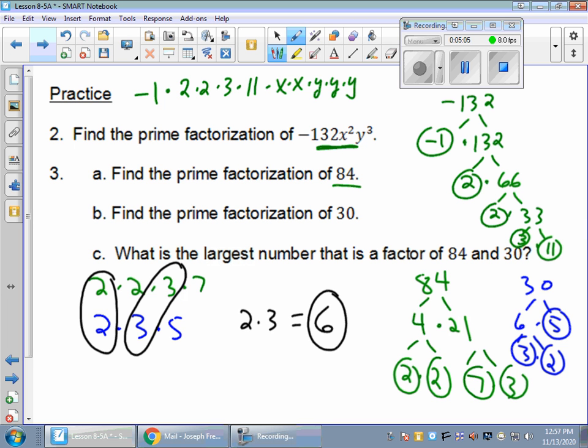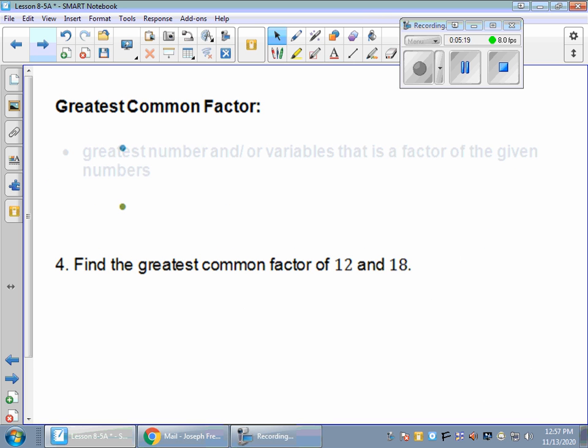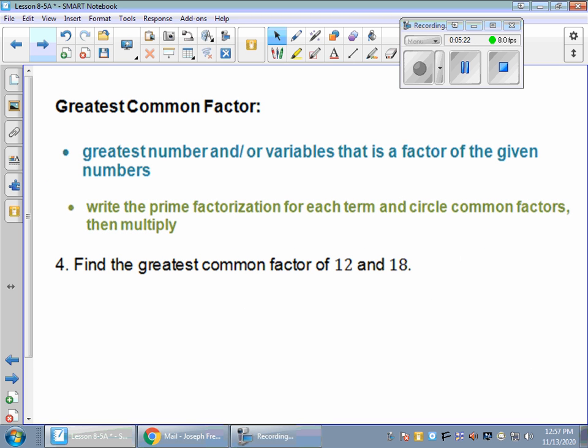So this right here, part C said, what is the largest number that is a factor of both those? That was 6, and that is called the greatest common factor, the GCF. GCF, and that'll lead us into the next slide. So on the next slide, definition here, what is the greatest common factor? Is the greatest number and/or variables that is a factor of the given numbers. So again, we write down the prime factorization, circle what's common, and we go from there to find the greatest common factor.